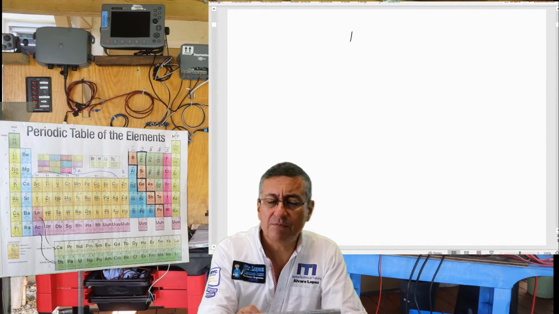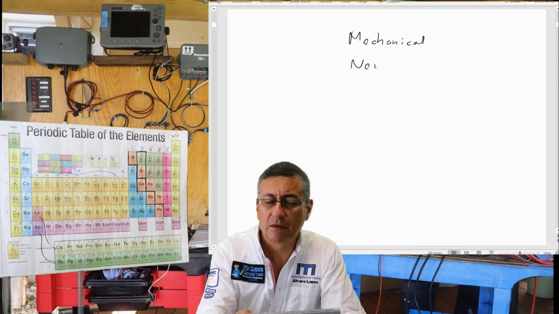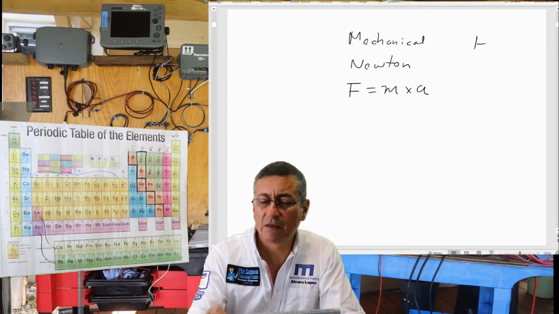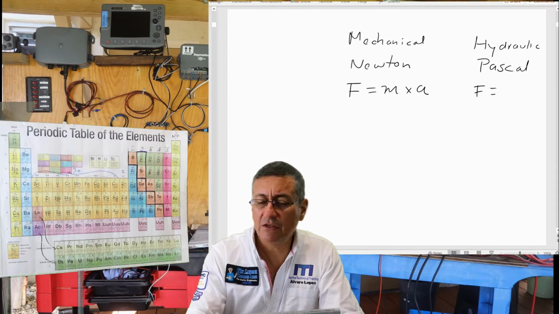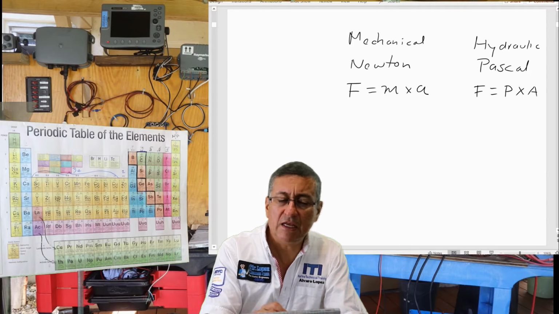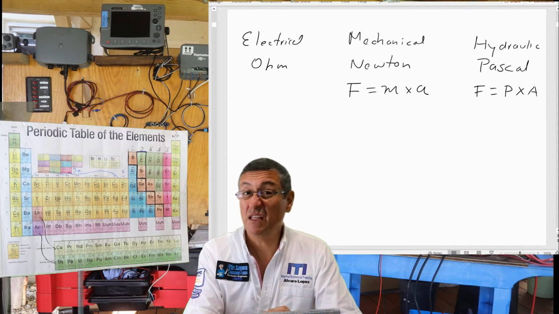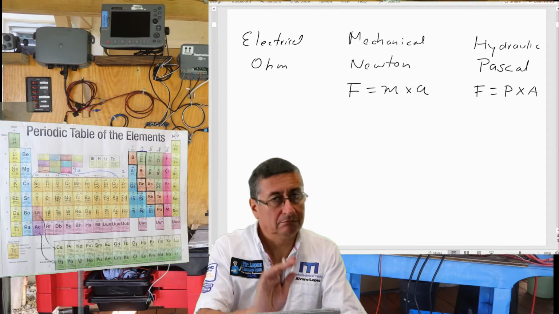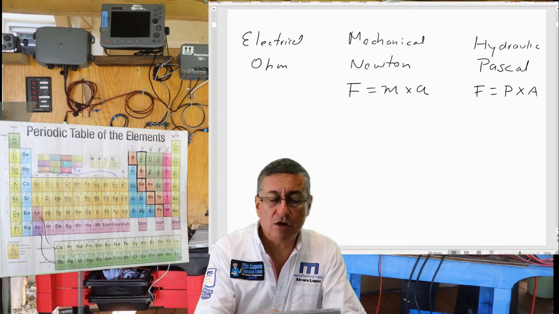Okay, in mechanical systems, the genius is Mr. Newton, and the formula of Mr. Newton states that the force is equal to the mass times the acceleration. In hydraulic systems, the genius is Monsieur Pascal. Monsieur Pascal states that the force is equal to the pressure times the area. And in electrical systems, the genius is Mr. Ohm. I think that the genius is Mr. Tesla. This is another discussion. And Mr. Ohm states that the voltage is equal to the intensity times the resistance.